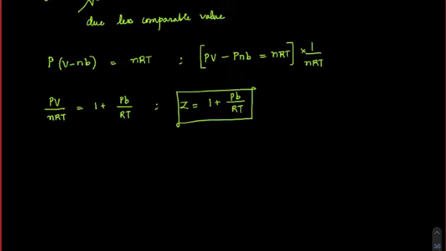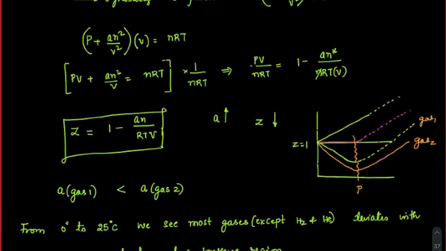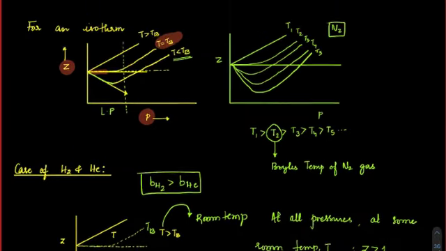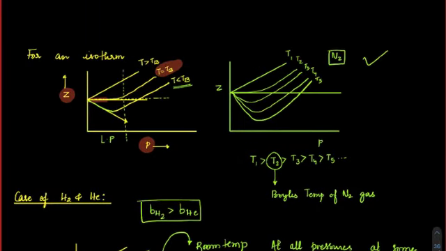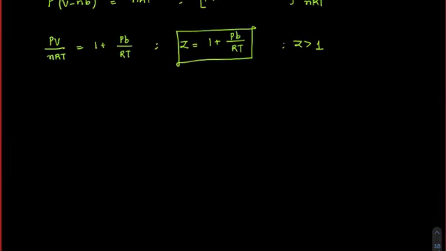So for all the gases at high pressures, you can see the Z value is greater than 1, which is mathematically also seen. And earlier, when we were discussing Boyle's temperature, we have seen that as it goes towards high pressure, it will again go towards the deviation where Z is greater than 1. I guess this is clear now.